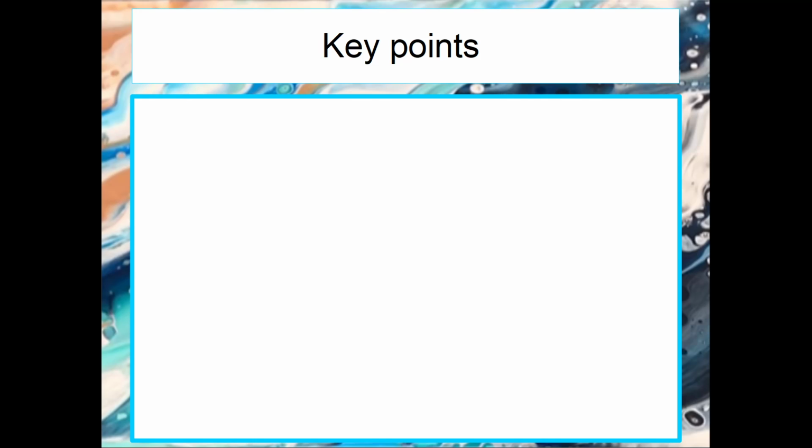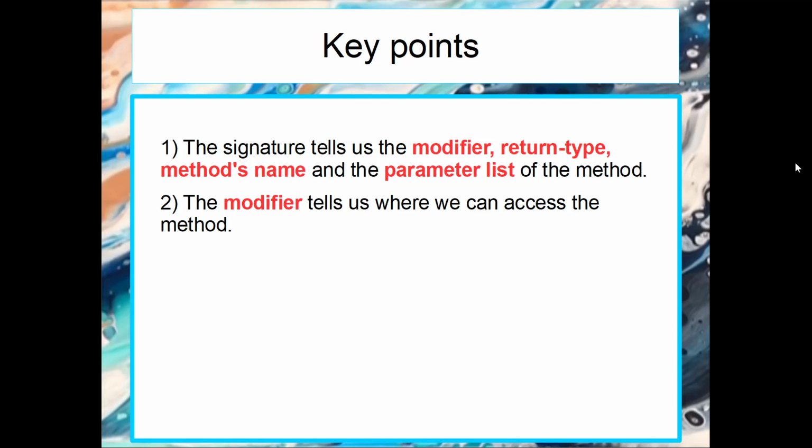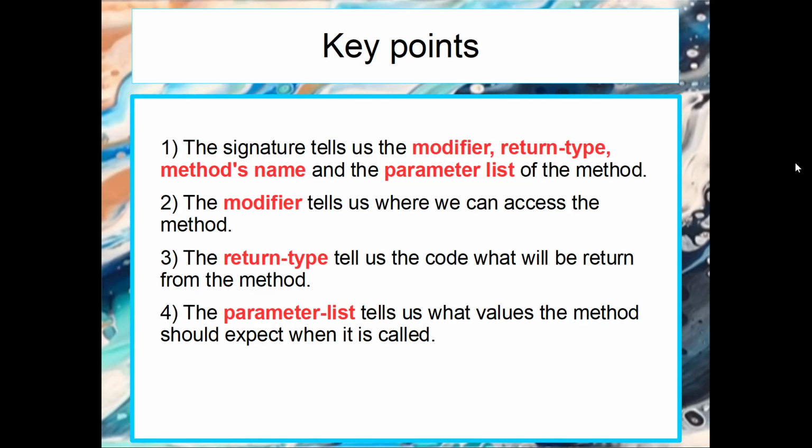In the last video we looked at the main method. In this one we're going to be focusing on the signature for the main method. Each part of that signature tells us some information. The modifier, the return type, the method name, and the parameter list all tell us something. The modifier tells us where we can access that method from. The return type tells us if we run this code, what will be returned to us. The parameter list tells us that when we call this method, what values we need to give it.